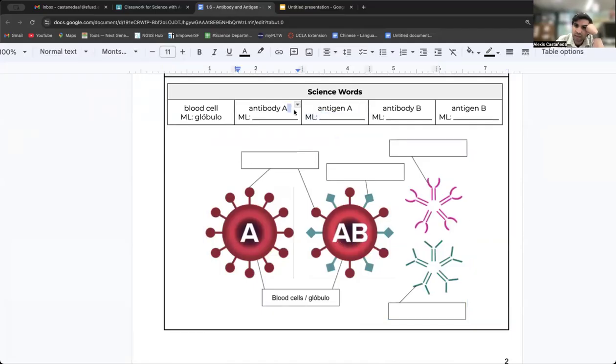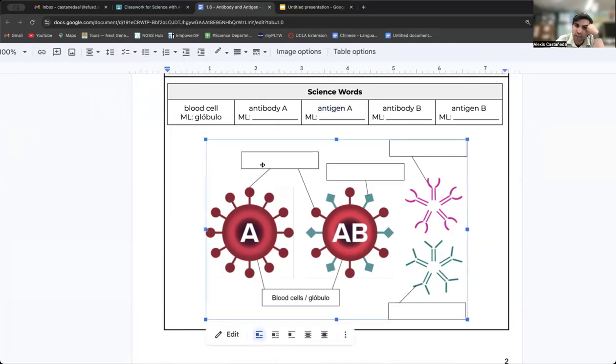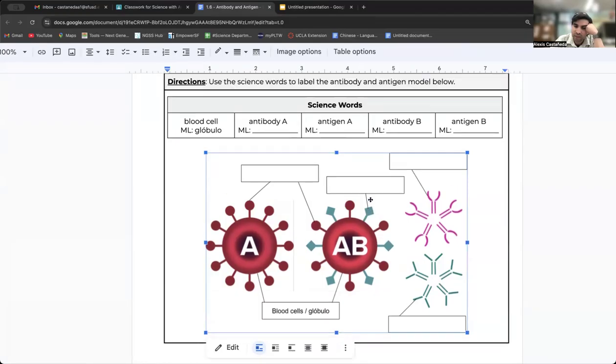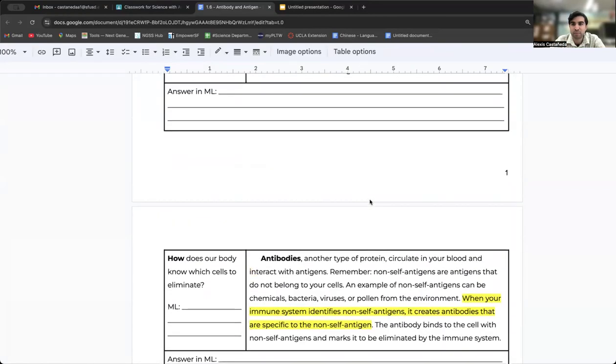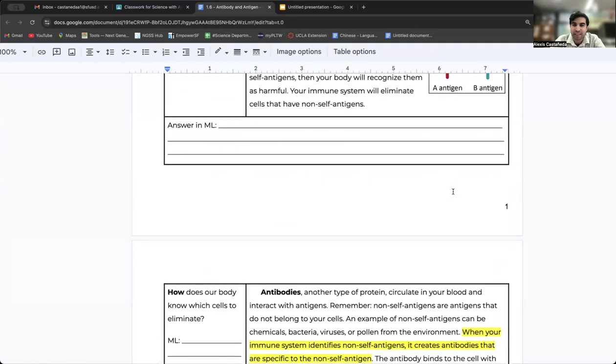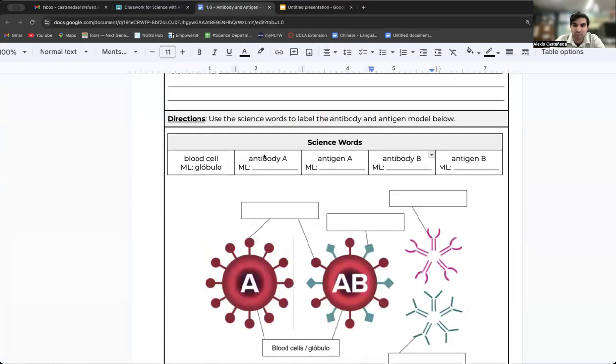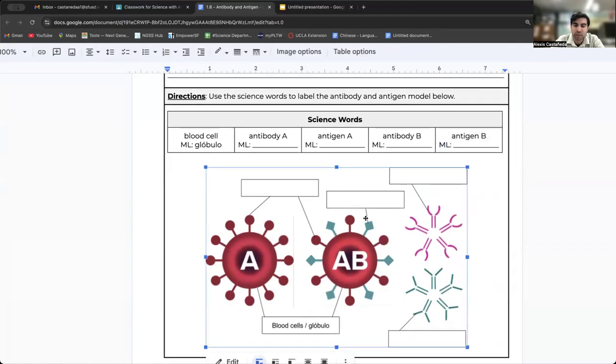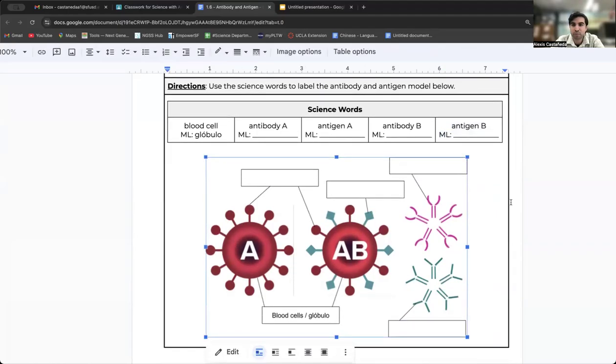So this one will go here. Then let's see, what is this one? This one here kind of looks like a diamond or a square. Some people look at it differently, but that is the B antigen, or antigen B. So we're going to put antigen B in this box here. That is what this blue one here is.